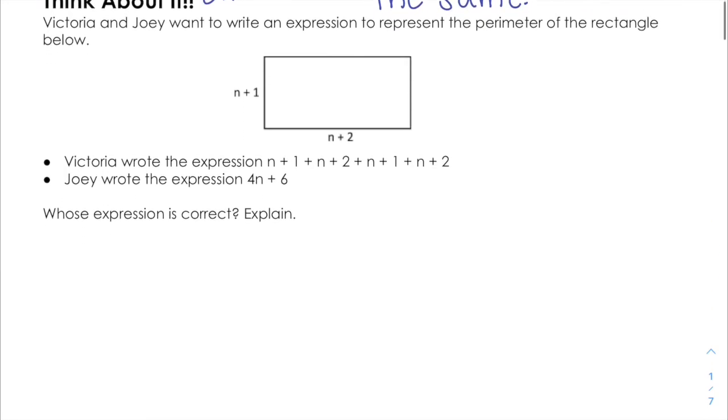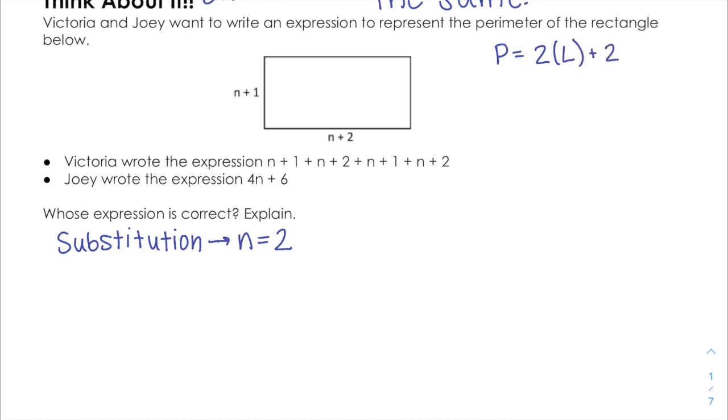All right, guys, hopefully you paused. We're going to use substitution just like we did in lesson 4.10. We are going to substitute a number in for our variable n. Let's pick an easy number, the number 2, so n equals 2. Don't forget the formula for perimeter is 2 times the length plus 2 times the width. Let's solve based off of that formula, plugging in the length and width.